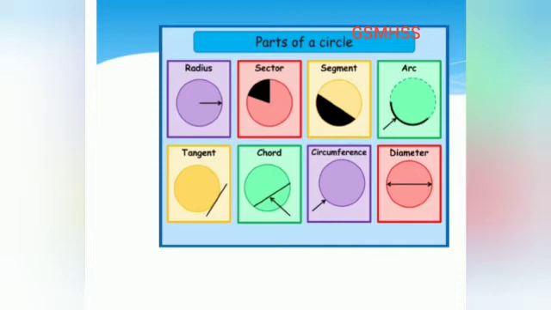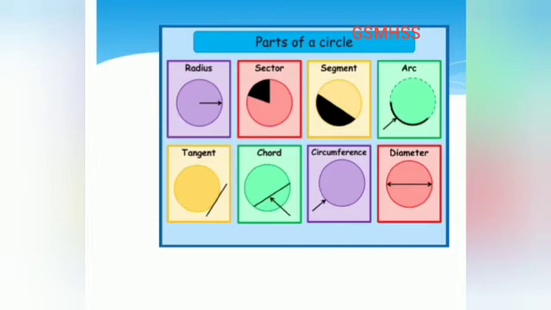Next, the segment. To understand a segment, first you have to understand the chord. What is a chord? When you draw a line segment between two points on the circle, it is called a chord. A chord that does not pass through the center is called a chord. Only a line passing through the center point is called a diameter. Each part cut off by a chord is called a segment.